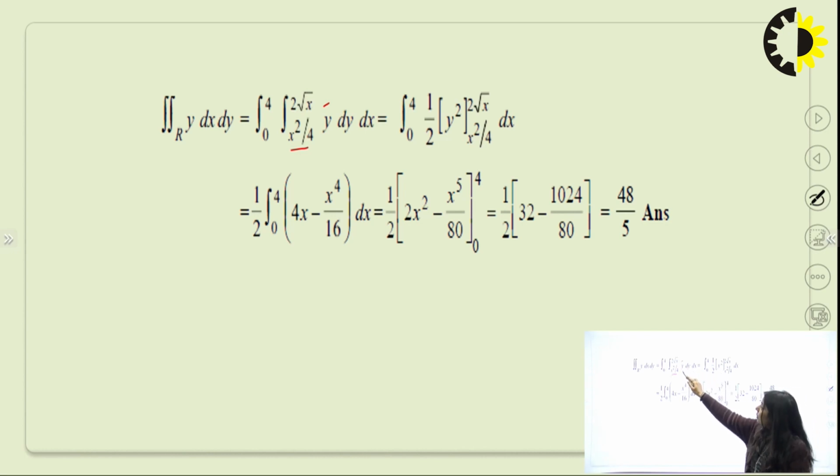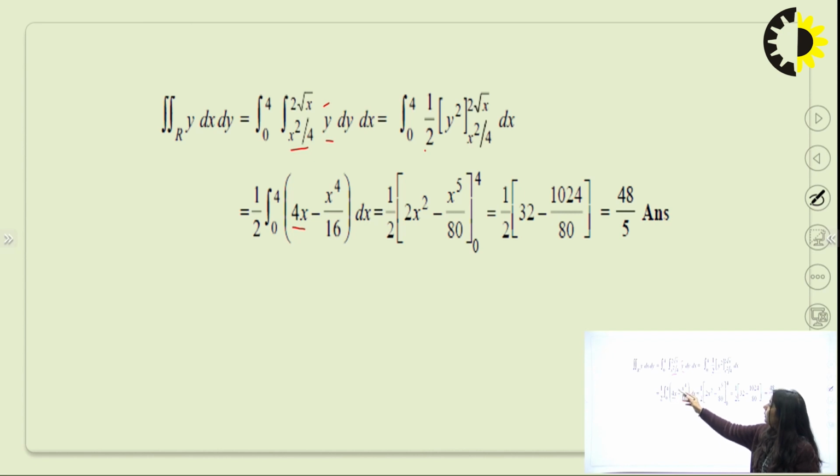So integration of y is equals to y square by 2. So 1 by 2 is constant term, so we can take it before the bracket. Now we will put the limit of y here, the upper limit and minus sign, the lower limit. Upper limit is 2 under root x, so put y is equals to 2 under root x, so here will be 4x, and minus sign, put the lower limit x square by 4 here, so it will be x power 4 by 16.